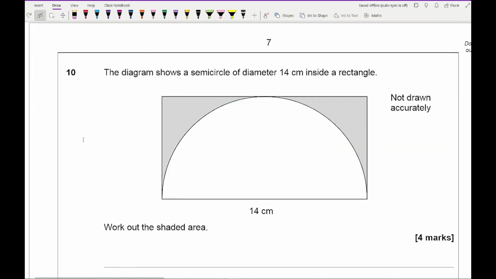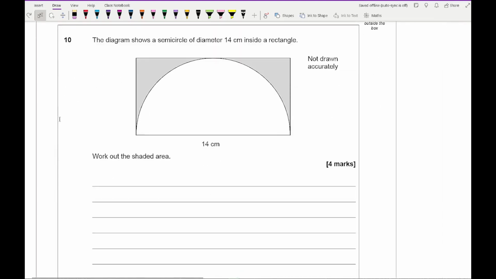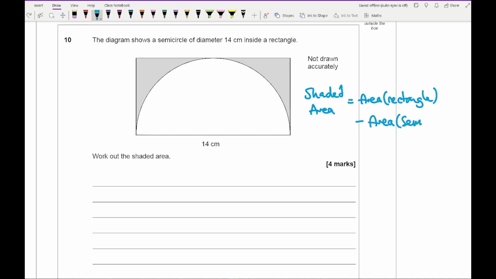Moving on to question 10, it says the diagram shows a semicircle with diameter of 14 centimetres inside a rectangle. Work out the shaded area. So if I just zoom out, just so I've got a bit of room to do the working out. For this, the shaded area is equal to the area of the rectangle minus the area of the semicircle.